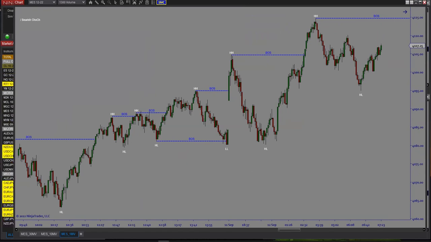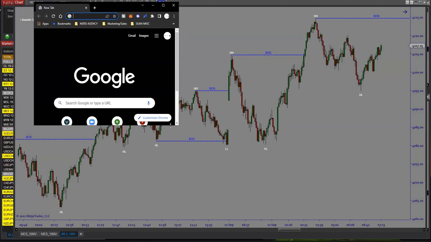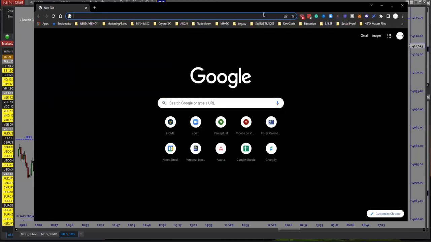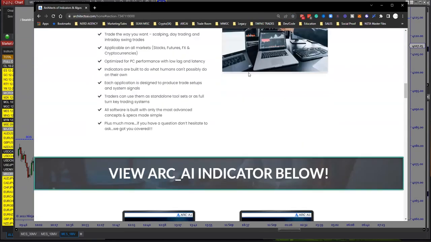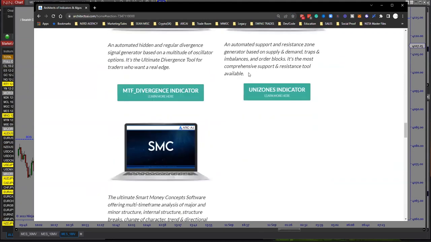Let me explain that. I'm going to show you an example. Give me a second. Example here. I'm going to show you an example of some of the other more advanced things on the smart money concepts. Go down to the indicator section. I'm going to go down to the SMC for a second, right down here.